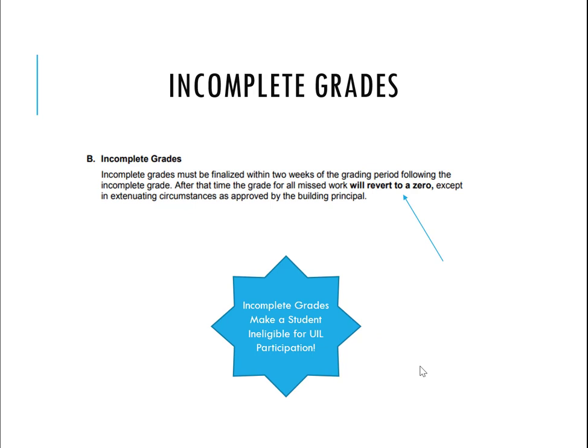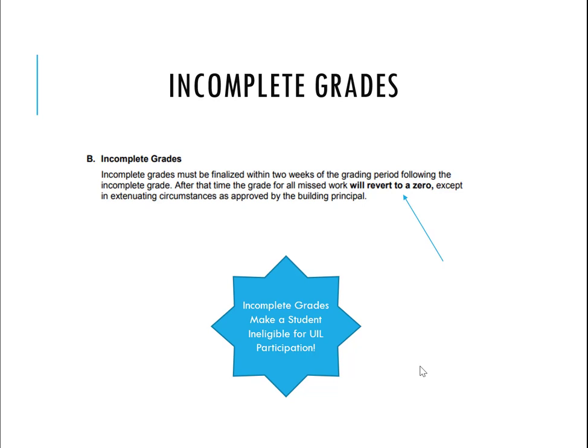In Spring Branch, you are allowed to input incomplete grades. Remember that incomplete grades need to be finalized within 2 weeks of the grading period, and they really are for extenuating circumstances. So if you have questions about what an extenuating circumstance might be, please come talk to either one of the assistant principals or your department chair. We don't want to just put in incomplete grades frivolously because they impact things like UIL eligibility.